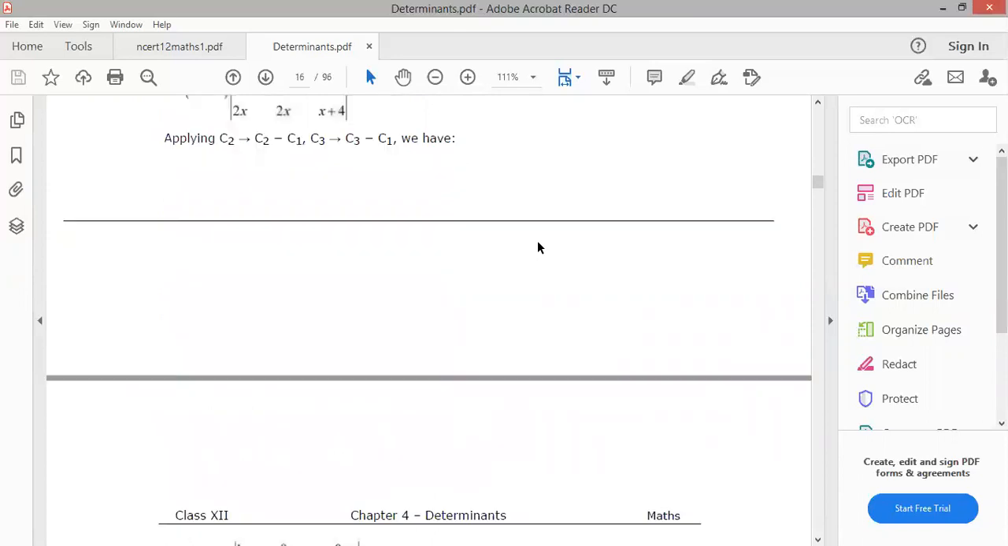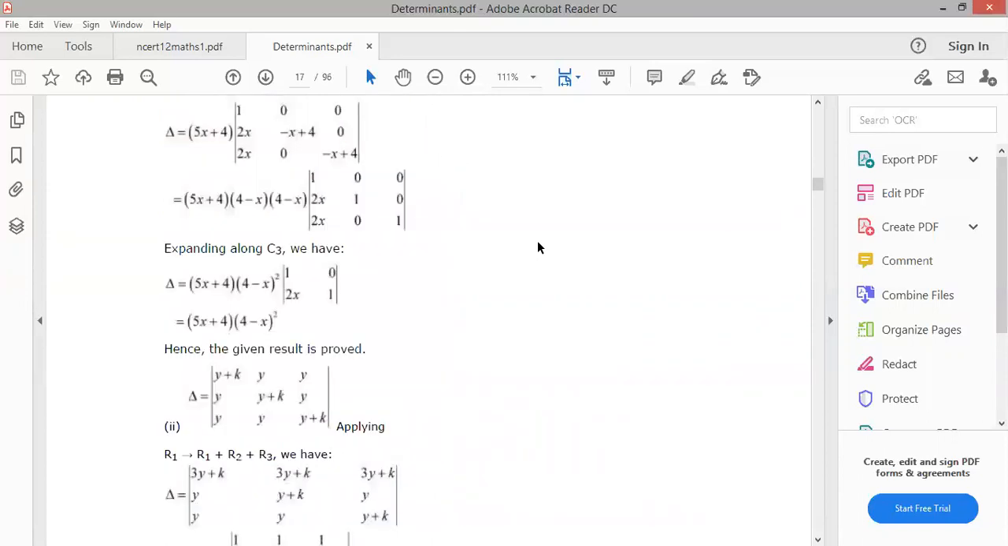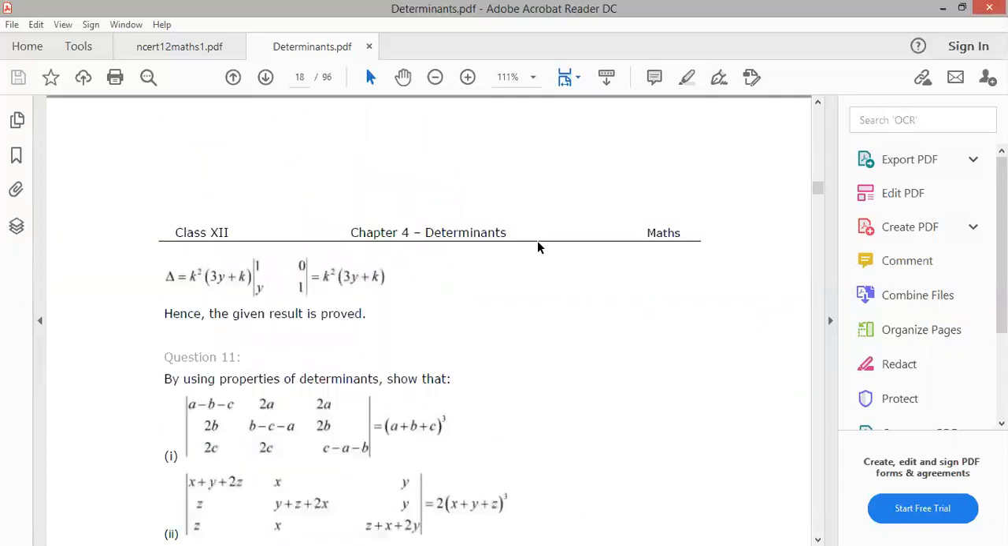Okay. So all these questions are based on the properties of the determinants. So in this lecture, we will be stopping here at question number 10. I hope that you have got all these questions, and there are some exercises that are left as home assignment for you.